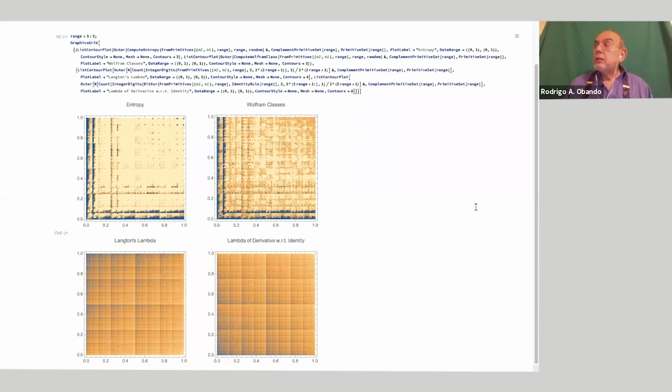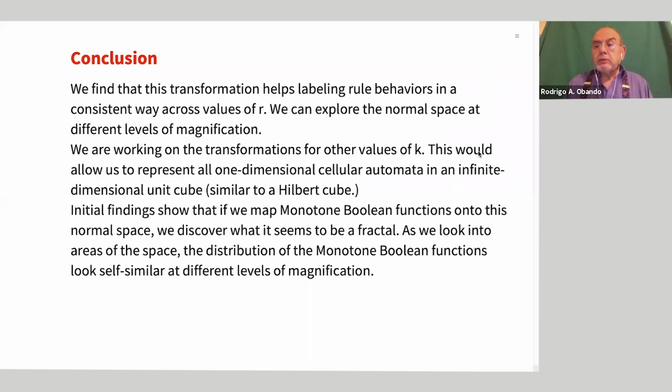All right, so let me see. Hopefully this will not die. All right, so in conclusion, because I know I'm out of time, we found that this transformation helps label the rule behaviors in a consistent way across values of R. Now that I have that particular vector of rationals, I know exactly what that is, where it is. We can now explore the normal space at different levels of magnification. As you saw, I can go inside. I can now identify this, and then I can see neighboring rules according to these numbers.